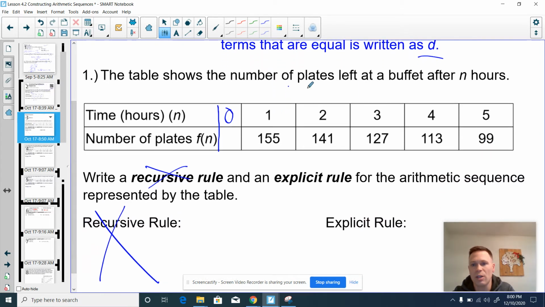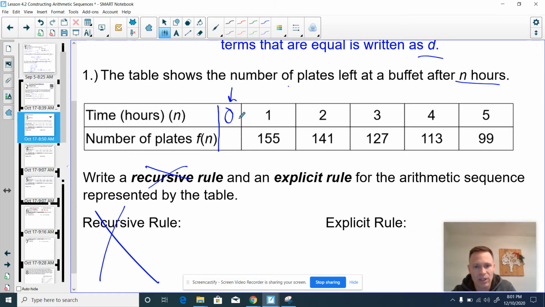So the table shows the number of plates left at a buffet after n hours. I added a little bit of information onto your table here. I don't believe you have this 0 here. Maybe you do, but I added it on mine because I didn't have it. And we're always going to be working from the 0th term, okay? So like before anything happened, what did we have? That's what we're talking about.